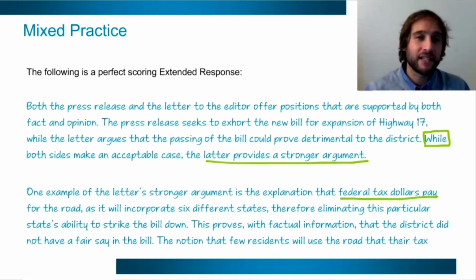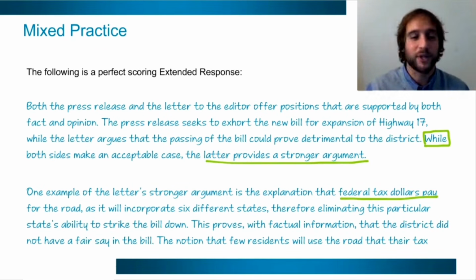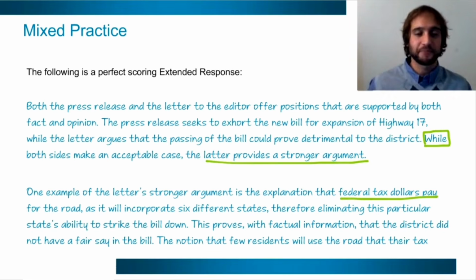It's a little bit passive, this sentence, right? One example is the explanation. So that's what I was saying, a touch of revision could even tighten up what's a perfect scoring essay, right? We can always make improvements. Even with a perfect score, our writing can be better.